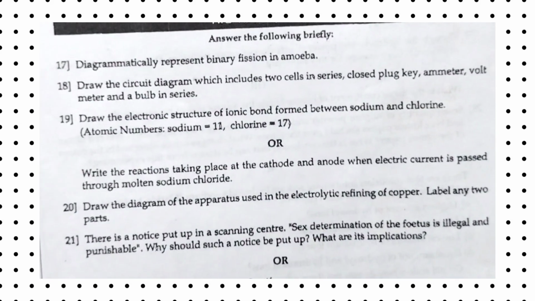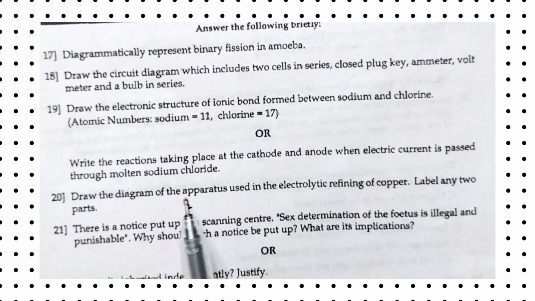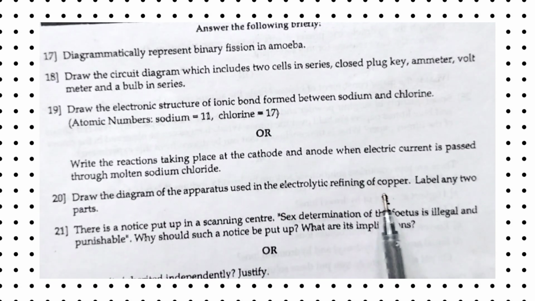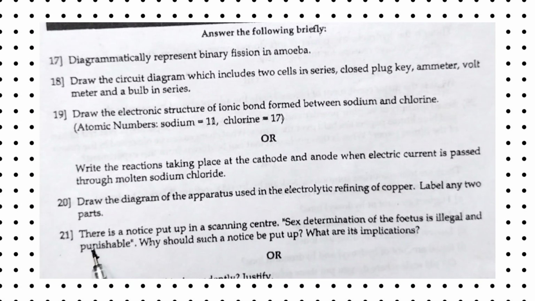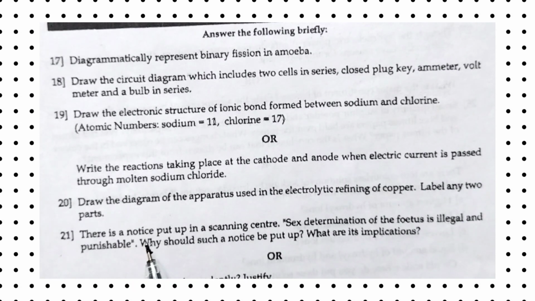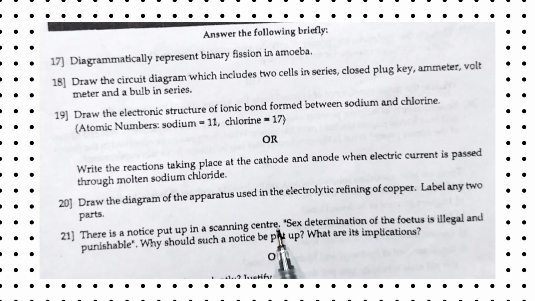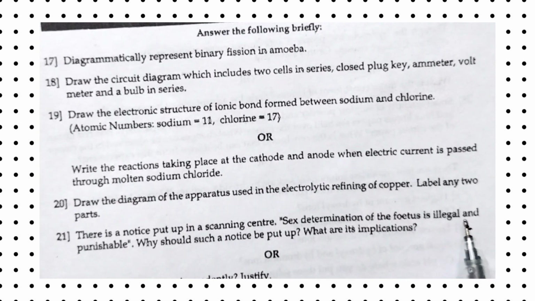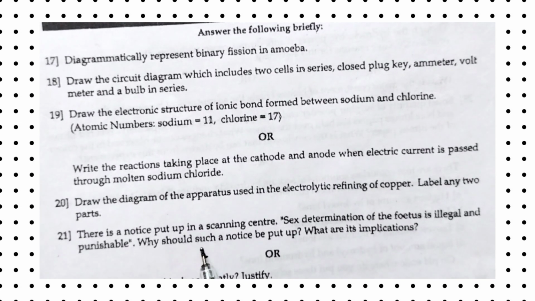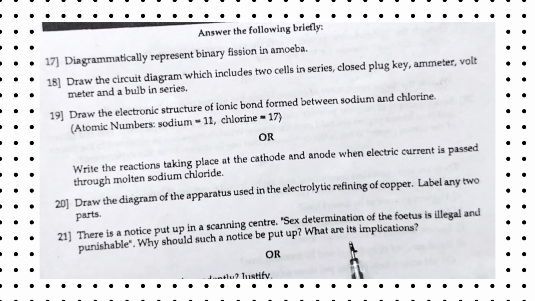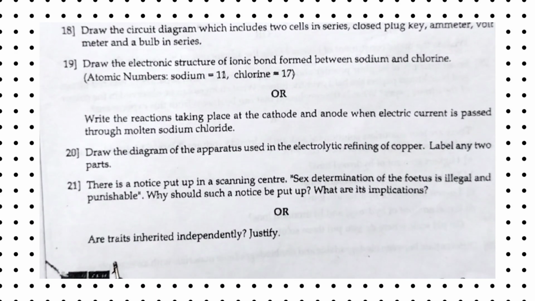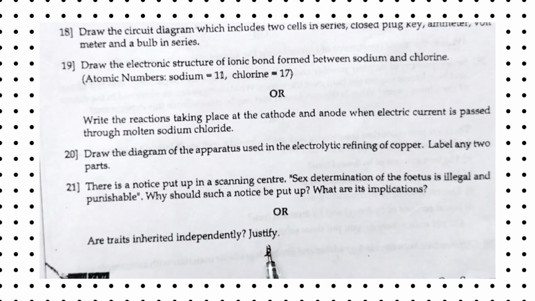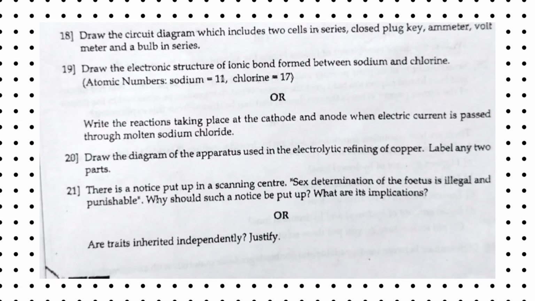Now let us move to the 20th question. Draw the diagram of the apparatus used in the electrolytic refining of copper. Label any two parts. So this is the 20th. Then coming to the 21st, there is a notice put up in a scanning center: sex determination of the fetus is illegal and punishable. Why should such a notice be put up? What are its implications? There is also another question with it: are traits inherited independently? Justify. Let us answer both questions.